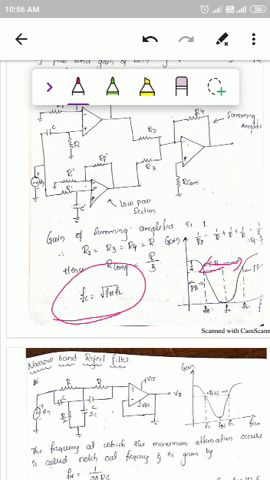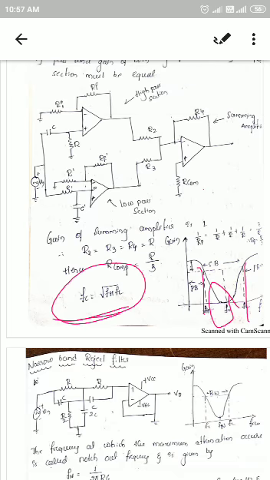So the frequency signals between FH and FL are rejected, attenuated or blocked. Okay, and the rest of the frequencies are passed from input to the output side. That is why it is a band reject type of filter. Okay, so FC is nothing but the center frequency. How to calculate the center frequency is given here.